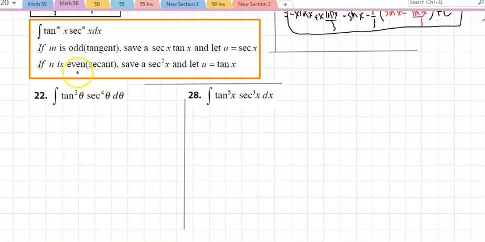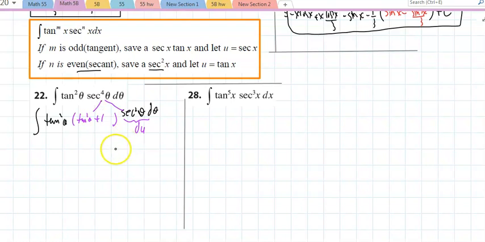So, I noticed that secant is even. It says save a secant squared. Save a secant squared of theta d theta. Do remember, this is your du. What does that mean? That means I must have taken a derivative of tangent. So, if I took a secant squared right there, that means I have a secant squared left. And I know that secant squared is tangent squared of theta plus 1. And now it's obvious what to do. Let u equal tangent of theta. du is secant squared of theta d theta.